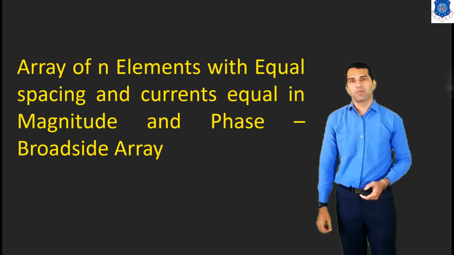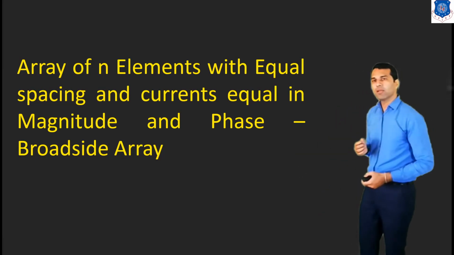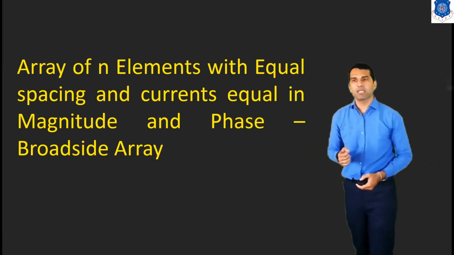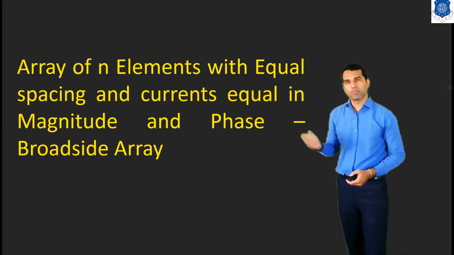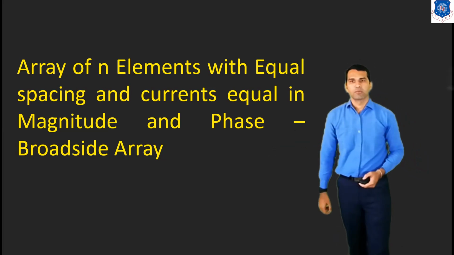So in this lecture, we analyzed the array of n elements with equal spacing and currents equal in magnitude and phase for the broadside array.